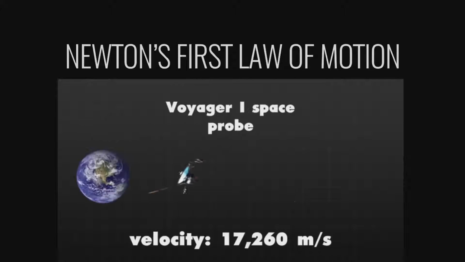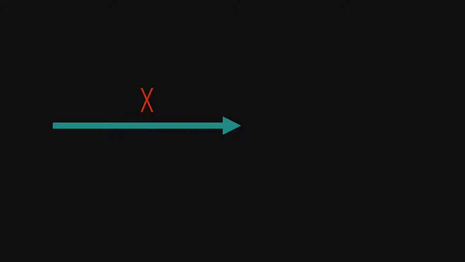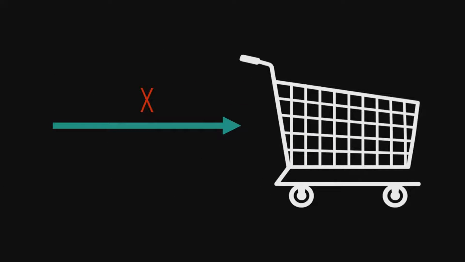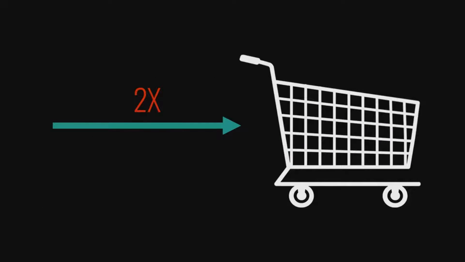Alright, so in Wallace's vid, there was no net force acting on the object. But in Newton's second law of motion, we do have a net force on the object. So imagine you're pushing a cart on a frictionless surface and there's no wind resistance. Now imagine if you were to push that with twice the force. The acceleration of the cart would be twice as much.